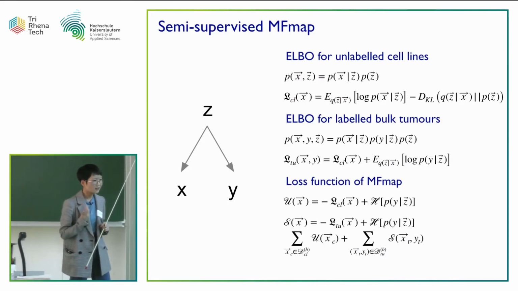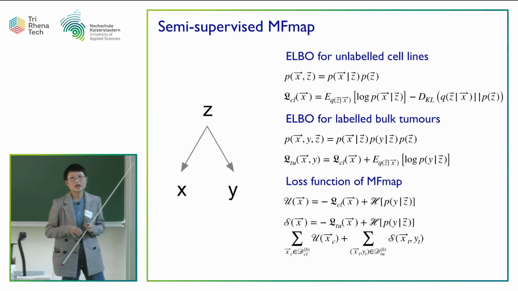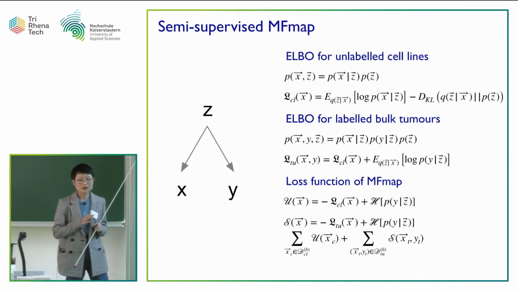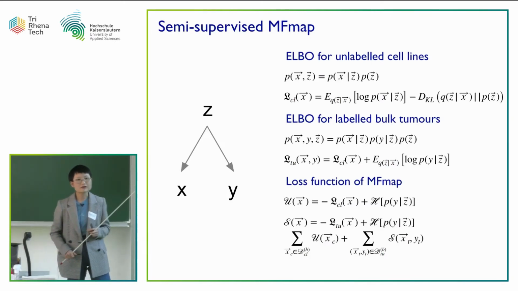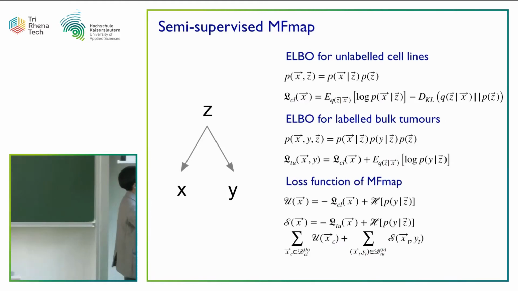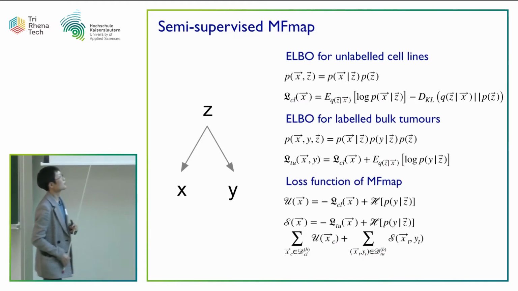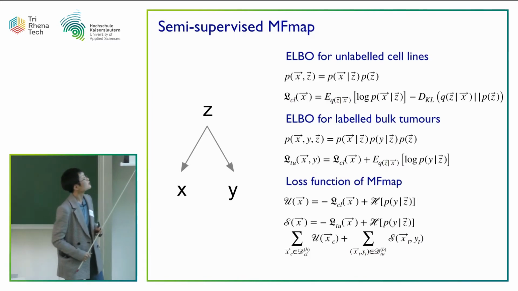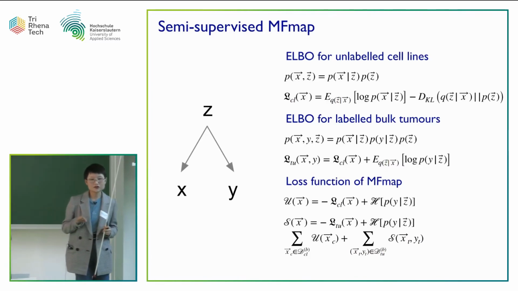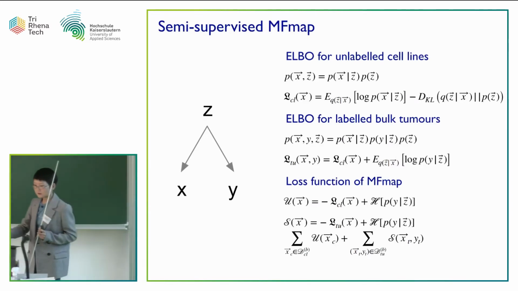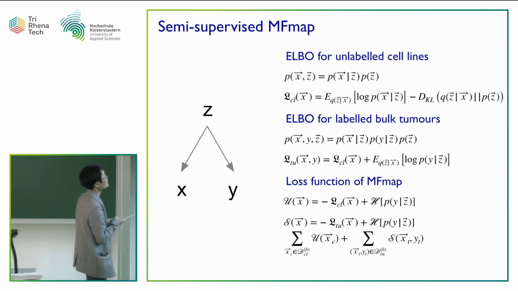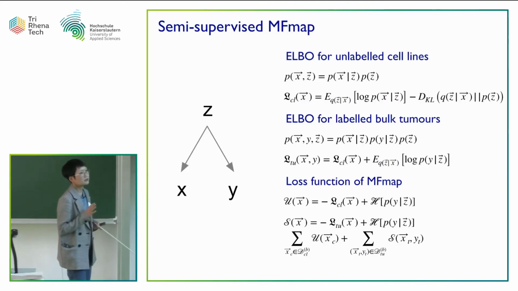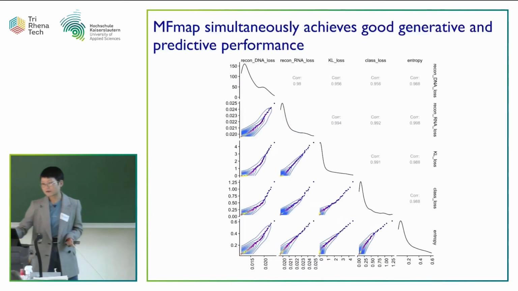Another question you might already have faced is that the extracted latent representations are not overlapped between bulk tumors and cell lines. In order to solve this problem, we empirically found that when adding an entropy term, this will serve as a regularization to guarantee all the features extracted in latent space overlap between cell lines and bulk tumors. And combining the labeled loss function together with the unlabeled loss function, we get the final MFmap loss function.